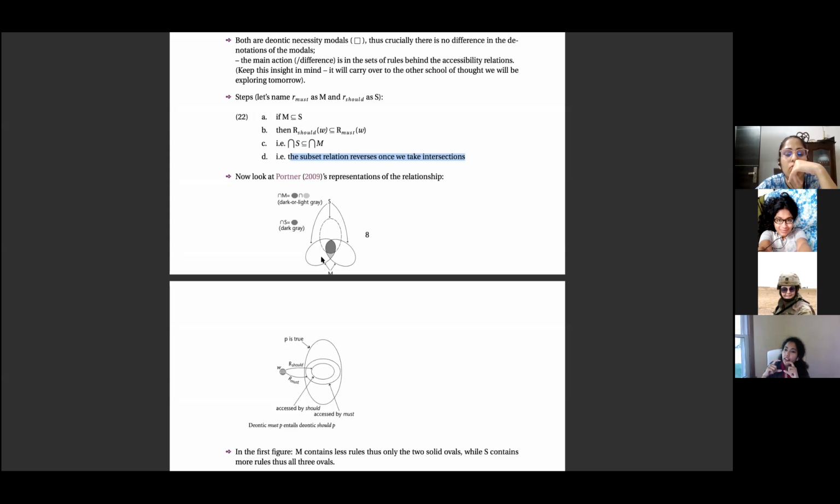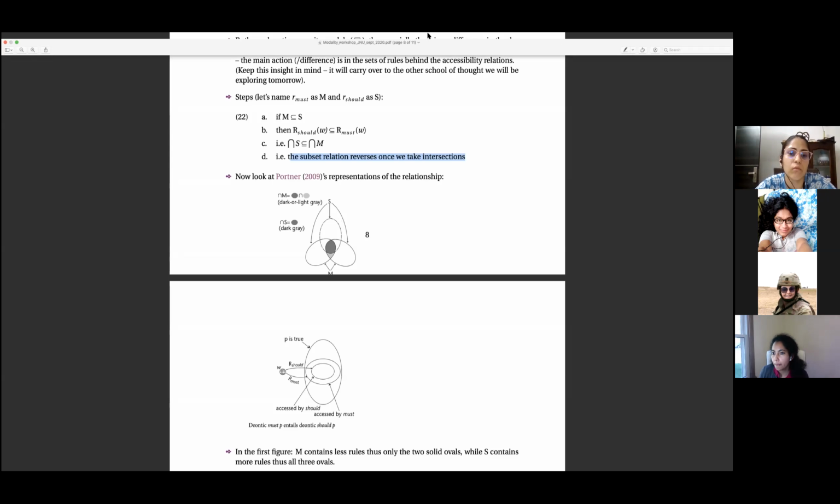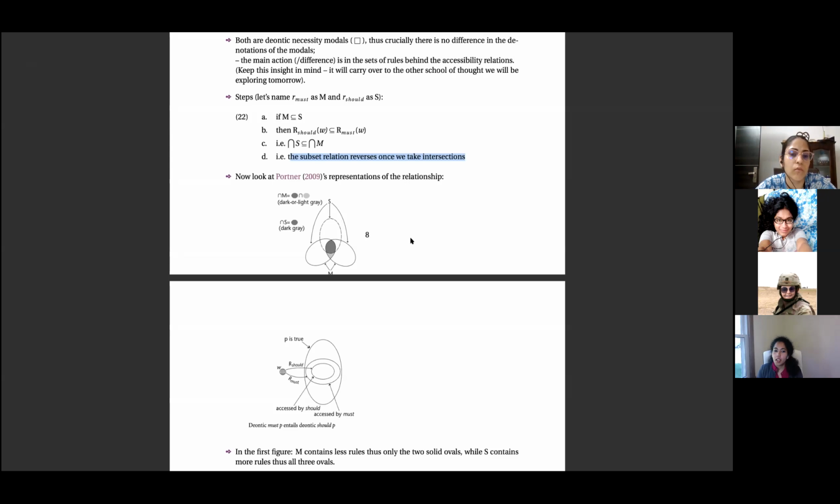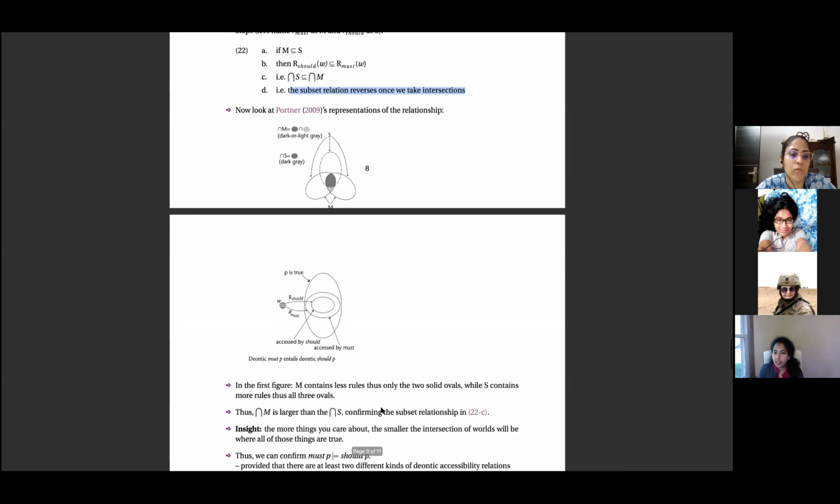Now look at the idea here. If you're doing generalized intersection over these sets of propositions, these ovals are all sets of propositions, you will end up with a bigger gray area for must than for should. People see why? This is the insight that I have here.